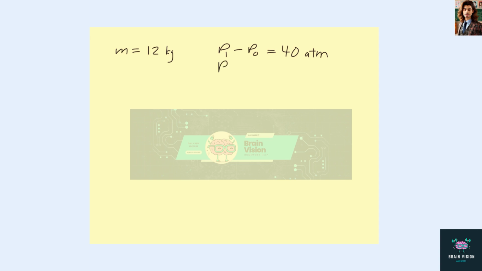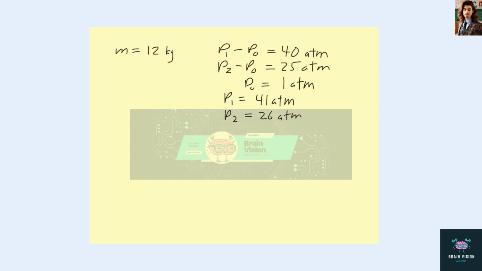Likewise, P2 minus P naught is equal to 25 atmospheres. Now we can also assume that the pressure outside is equal to 1 atmosphere, because that's just going to be atmospheric pressure. So we can then rewrite P1 as equal to 41 atmospheres, and then P2 must then be equal to 26 atmospheres.